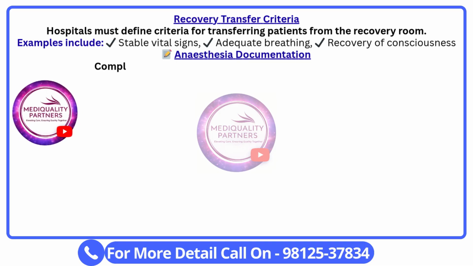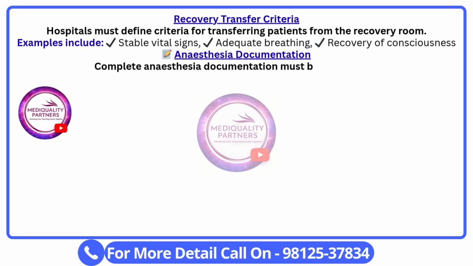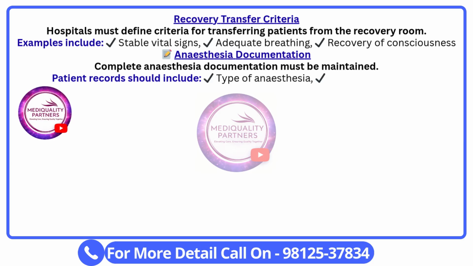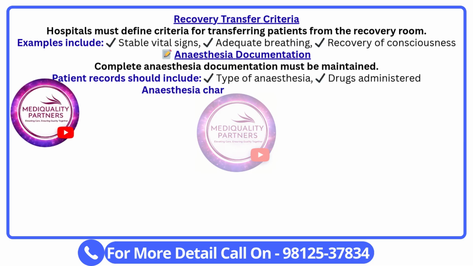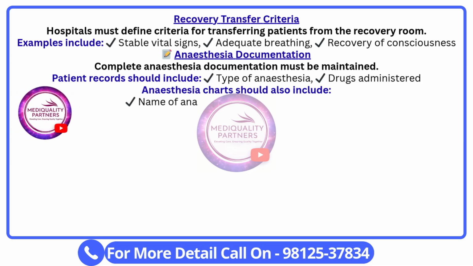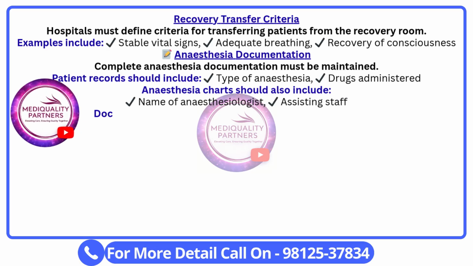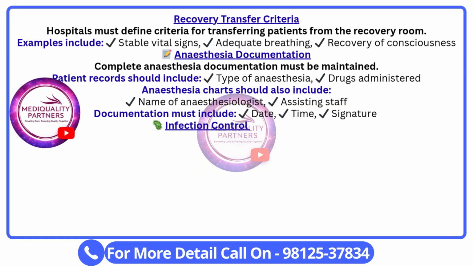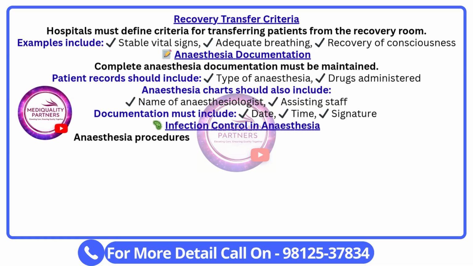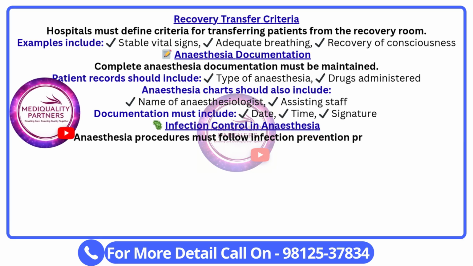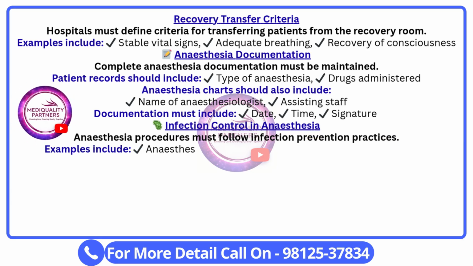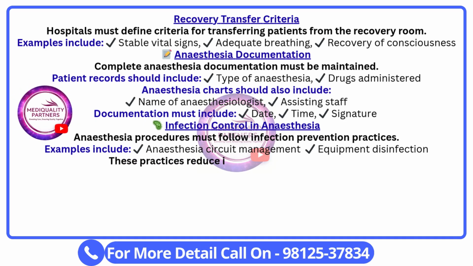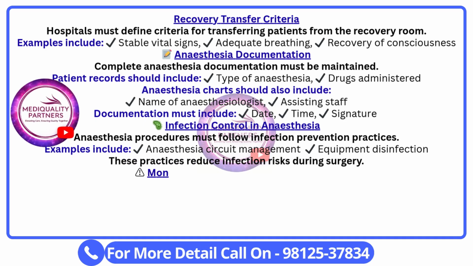Anesthesia documentation. Complete anesthesia documentation must be maintained. Patient records should include type of anesthesia, drugs administered. Anesthesia charts should also include name of anesthesiologist, assisting staff, documentation must include date, time, signature. Infection control in anesthesia. Anesthesia procedures must follow infection prevention practices. Examples include anesthesia circuit management, equipment disinfection. These practices reduce infection risks during surgery.